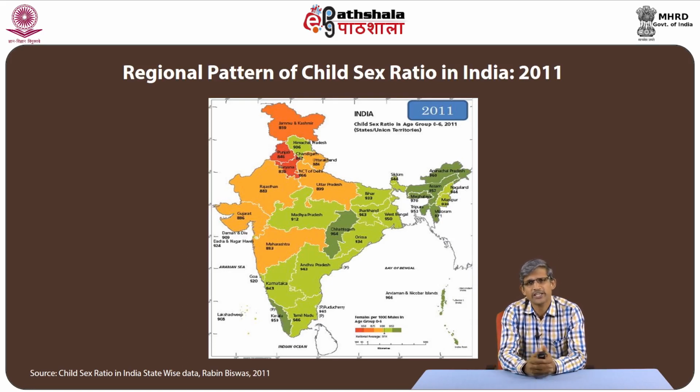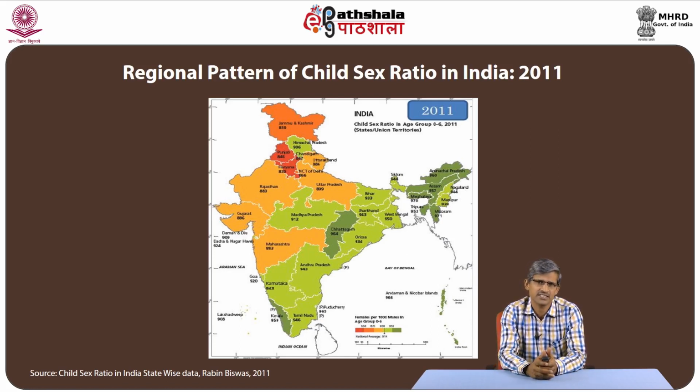If you look at the northeast, it is primarily dark green or green. There are no patches of red or orange. It is also true to some extent in the eastern part of the country. So, it is possible also to argue that there is a certain amount of concentration of the child sex ratio in certain parts of the country compared to other parts.